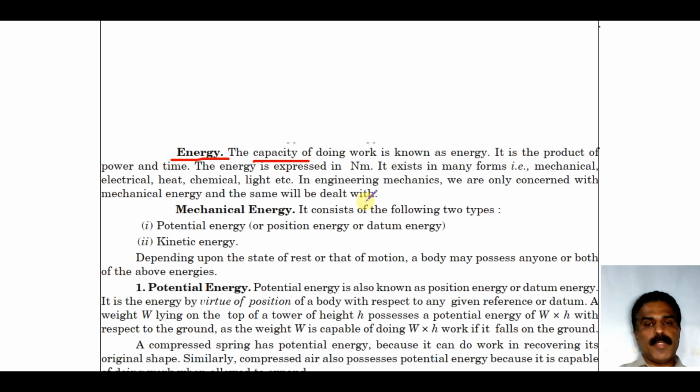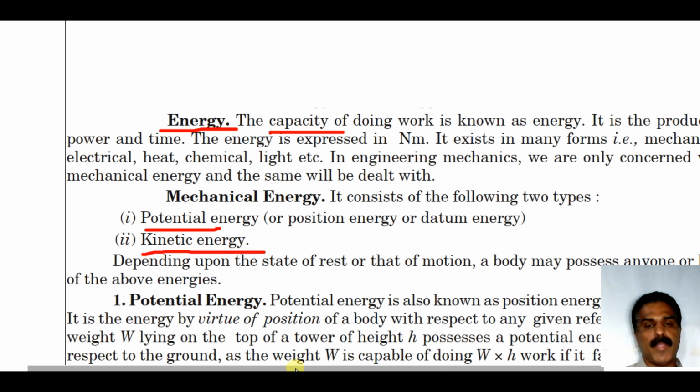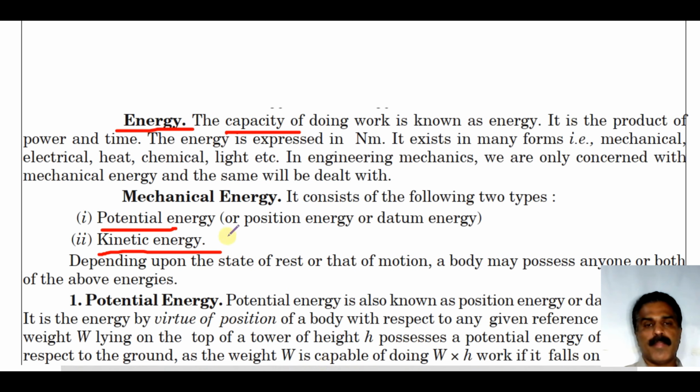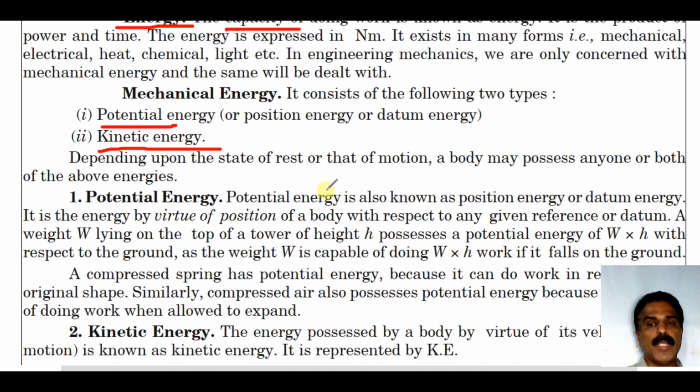So in engineering mechanics, we are concerned only with two types of energies. The first one is potential energy, and the second one is kinetic energy. So potential energy and kinetic energy are two different types of energies, which are the main concerns in engineering mechanics. Let us see what is potential energy.